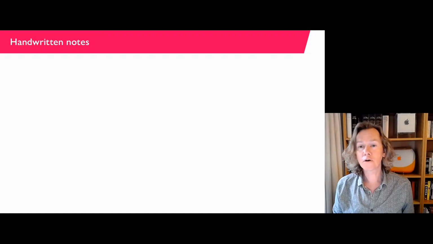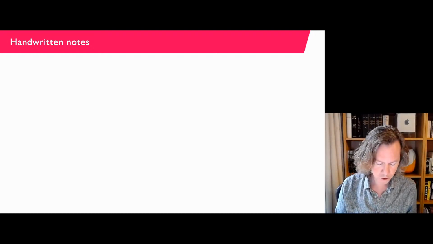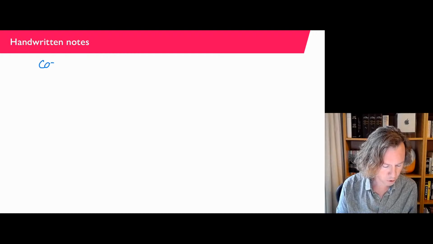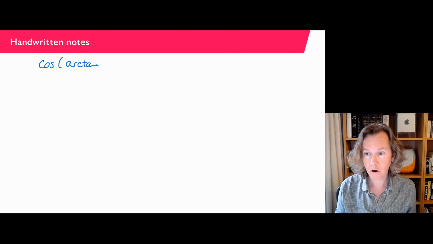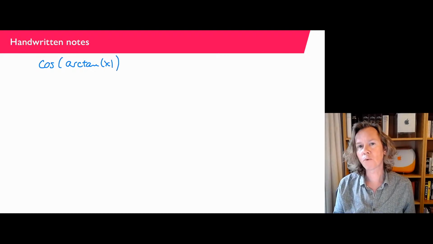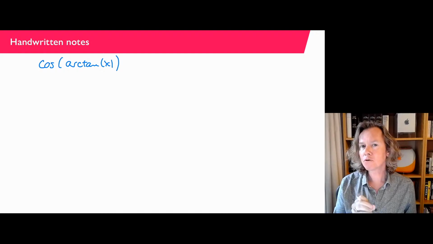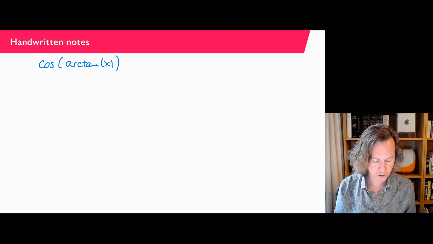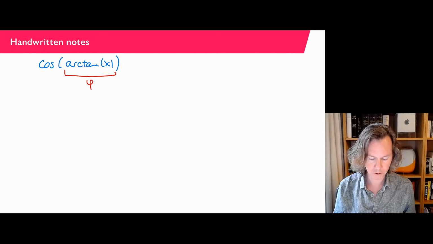So the question here on Canvas is to tell something about the cosine of the arctangent of x. So we have to rewrite this in a simpler form. Now, I'm not going to do all the steps because that is basically what I've done during the lectures last week, but I would like to give the general idea how you would do this. So the idea is to call this phi. So then the whole expression reduces to being the cosine of phi.